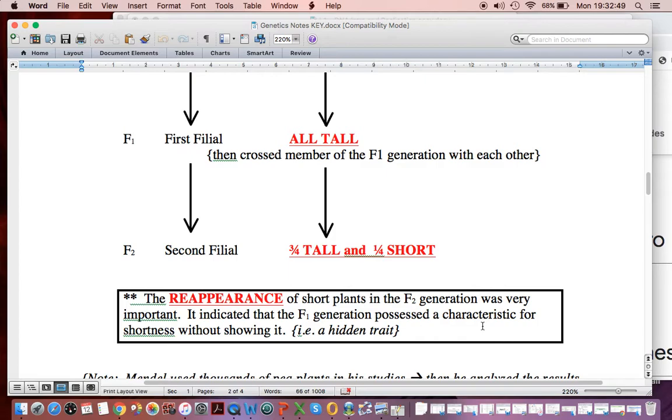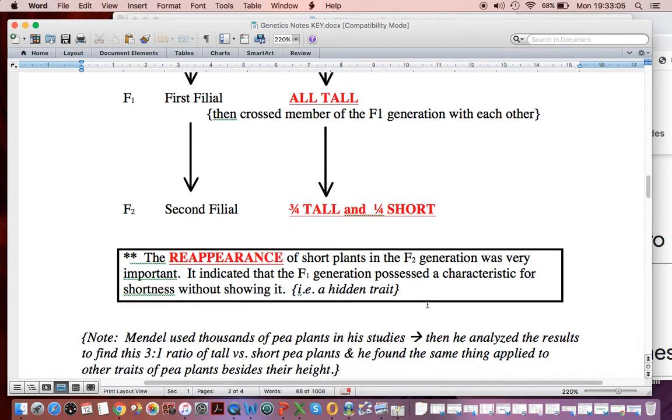The reappearance of the recessive trait, the short plants, was hugely important, because it showed in the F1 generation that they had the ability to have that trait, it just wasn't expressed, it was hidden away. So that's why we say hidden trait here.